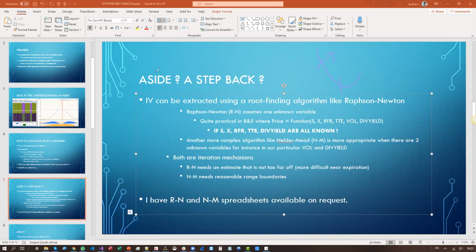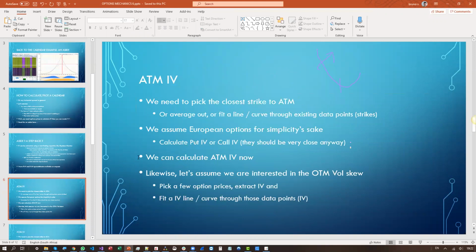Okay, let me get the mouse. Okay, so I hope this is clear enough. Okay, so getting back to, how do I erase? I've never done this before.